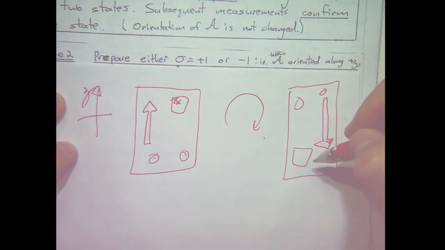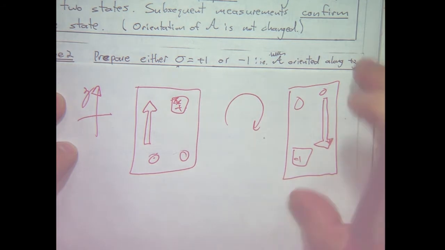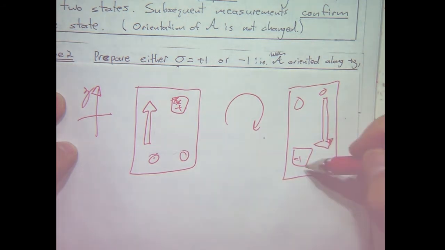Now measure it. If it's plus one there, what will happen? Minus one. Yes, minus one, right? You measured minus one. Now, without moving the apparatus, I measure it again. What will I measure? Negative one. So nothing's changed. And I'll keep measuring, I always get minus one.